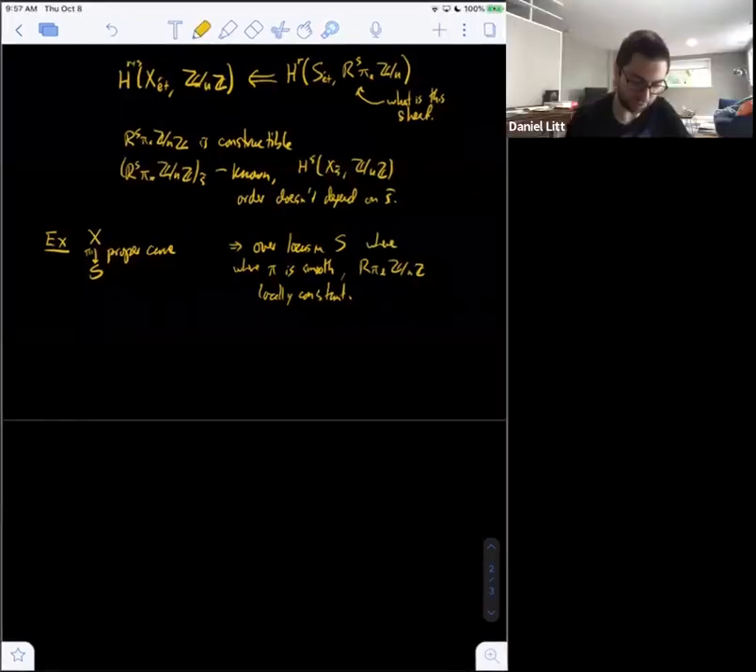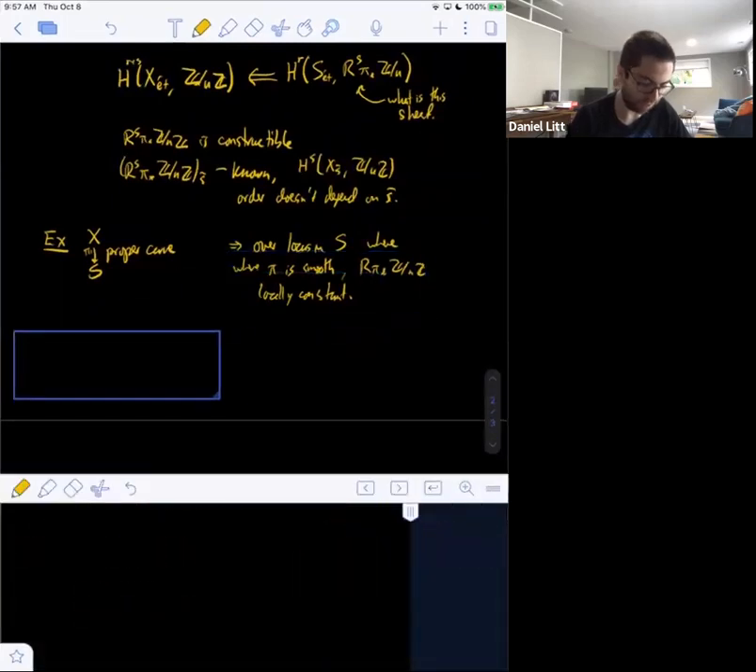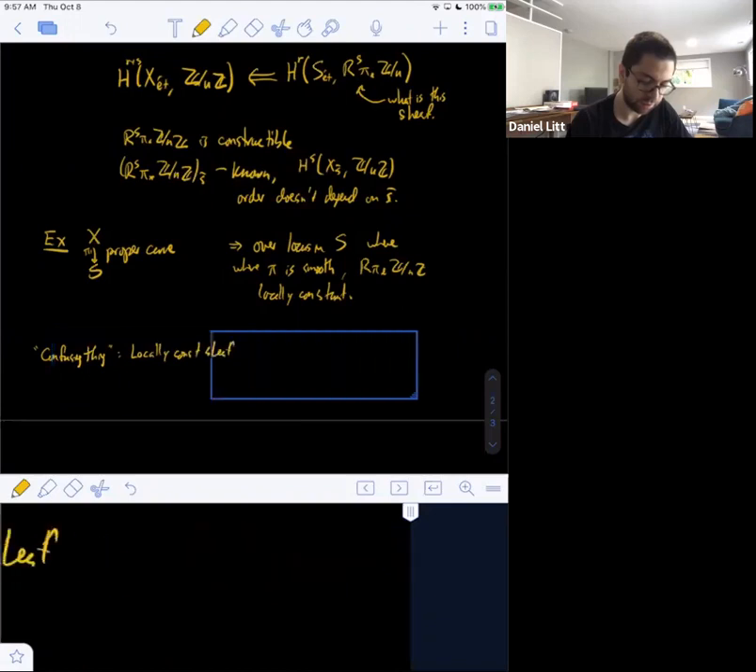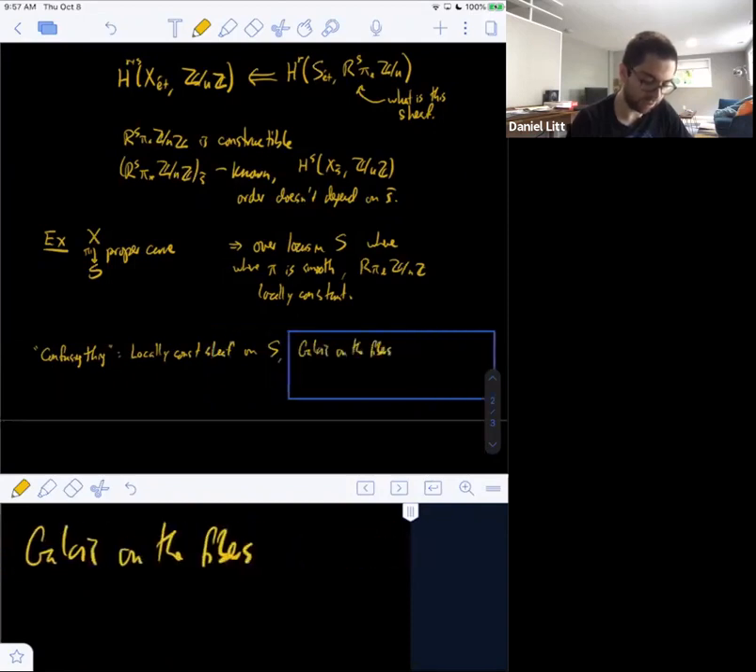So maybe the confusing thing is that if you have a locally constant sheaf on some S, the Galois actions on the fibers can kind of vary. Okay, and I guess you've already seen examples of this.